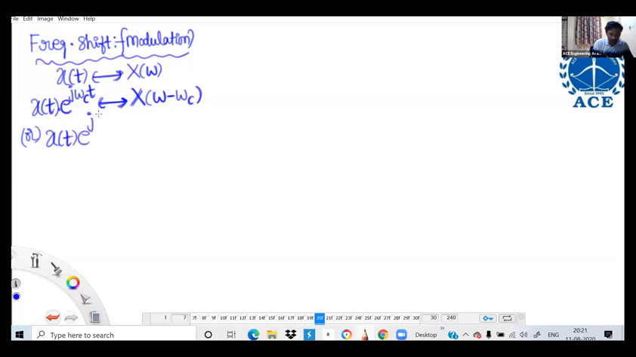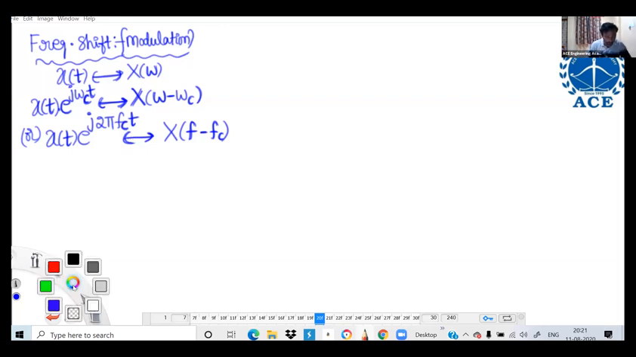x of t e power j 2 pi fc t. Omega c expansion is 2 pi fc, so it becomes X of f minus fc. Why the word modulation? Without this property, there is no information transmission. Most of you are aware, modulation means conversion of a low pass spectrum to a band pass spectrum.